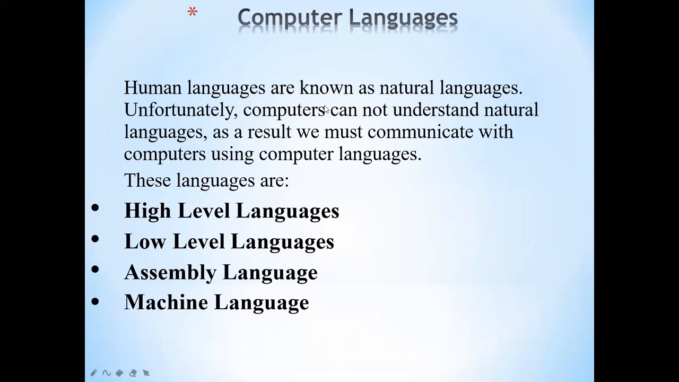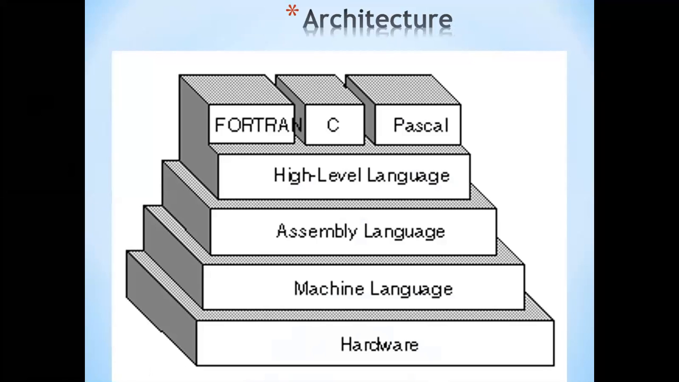Now, these are the types of computer languages. Human languages are known as natural languages. Computer cannot understand natural languages. As a result, we must communicate with computer using computer languages. So there are three types: high level, low level (assembly), and machine. You have seen there are four types written here, but low level and assembly language are almost the same. They are considered as one language, right? So we move toward the architecture of this hardware communicating with machine language, assembly language, high level language, and these are the types of high level languages.